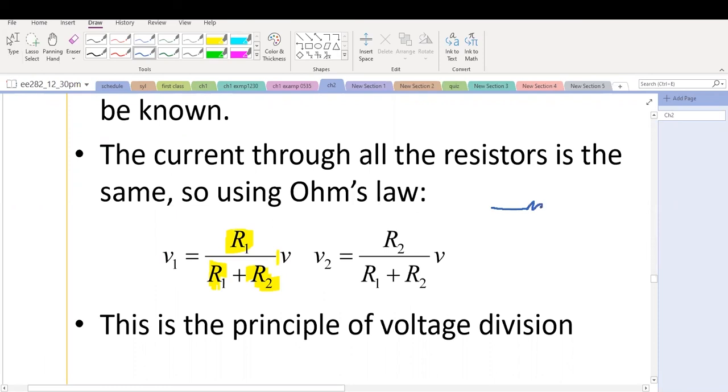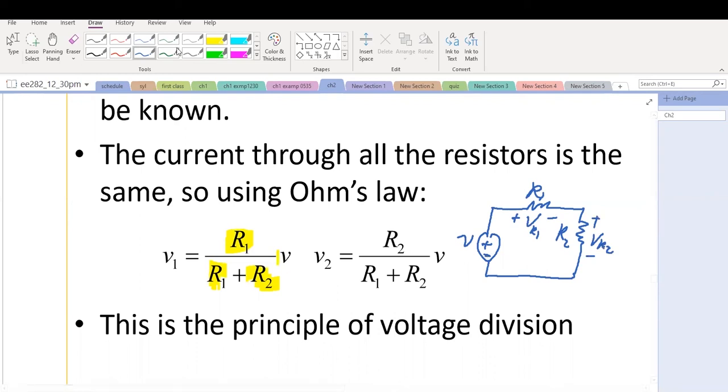Let's draw this circuit. This is the notation V. And then here is R1 and this is R2, and this is VR1 and this is VR2. Pay attention to the voltage signs here. This is positive, this positive, and this positive. You have to follow the sign convention, otherwise this relationship does not hold.